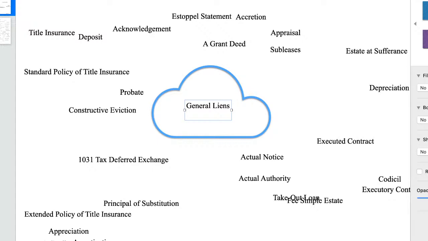Okay, so general liens. What's a general lien? That means it's to all property. So that means if you don't pay, they could take everything, as opposed to a specific lien where they could take only one thing if you don't pay. I would like you guys to give me an example of a general lien.